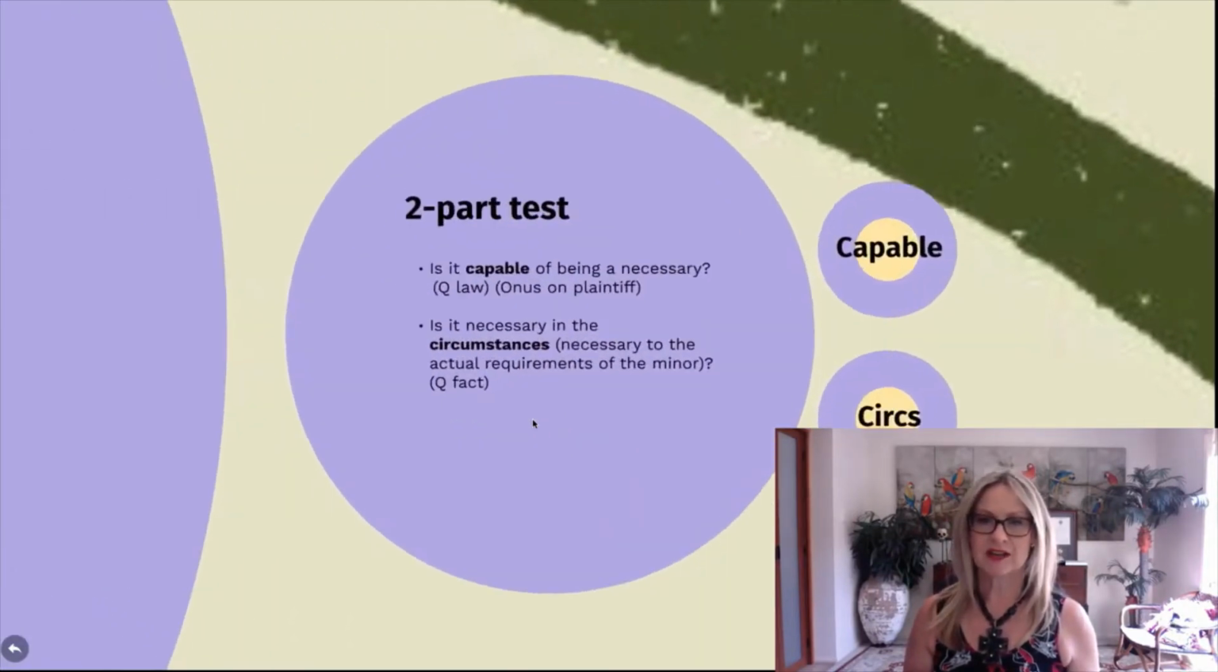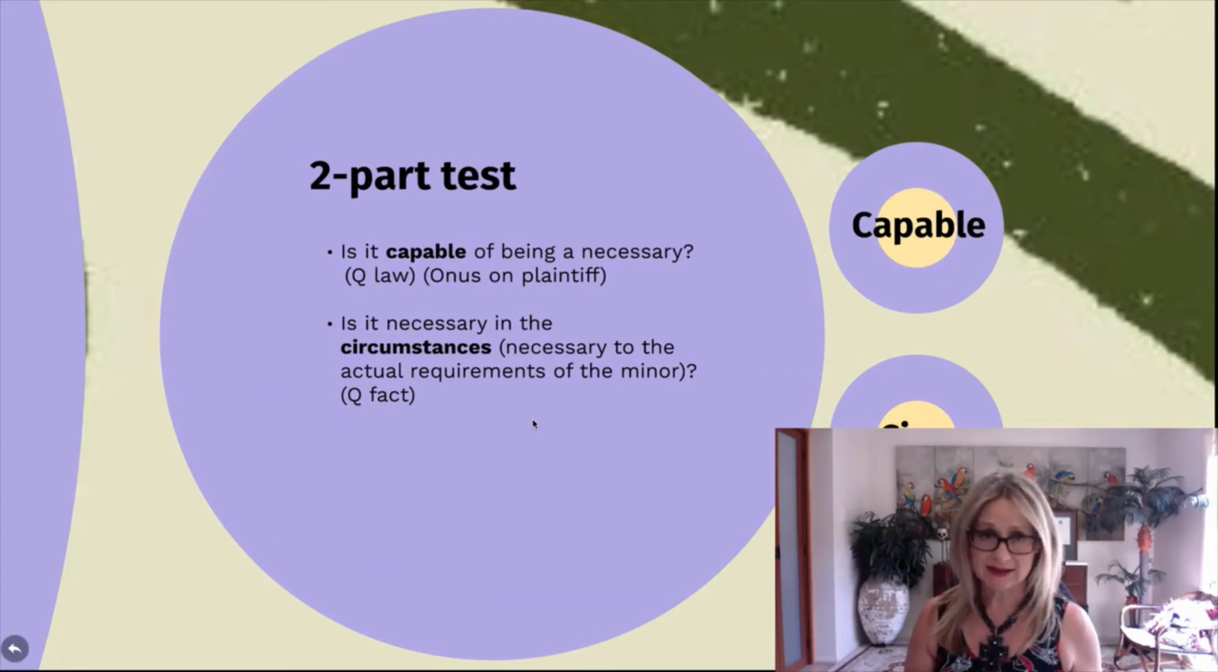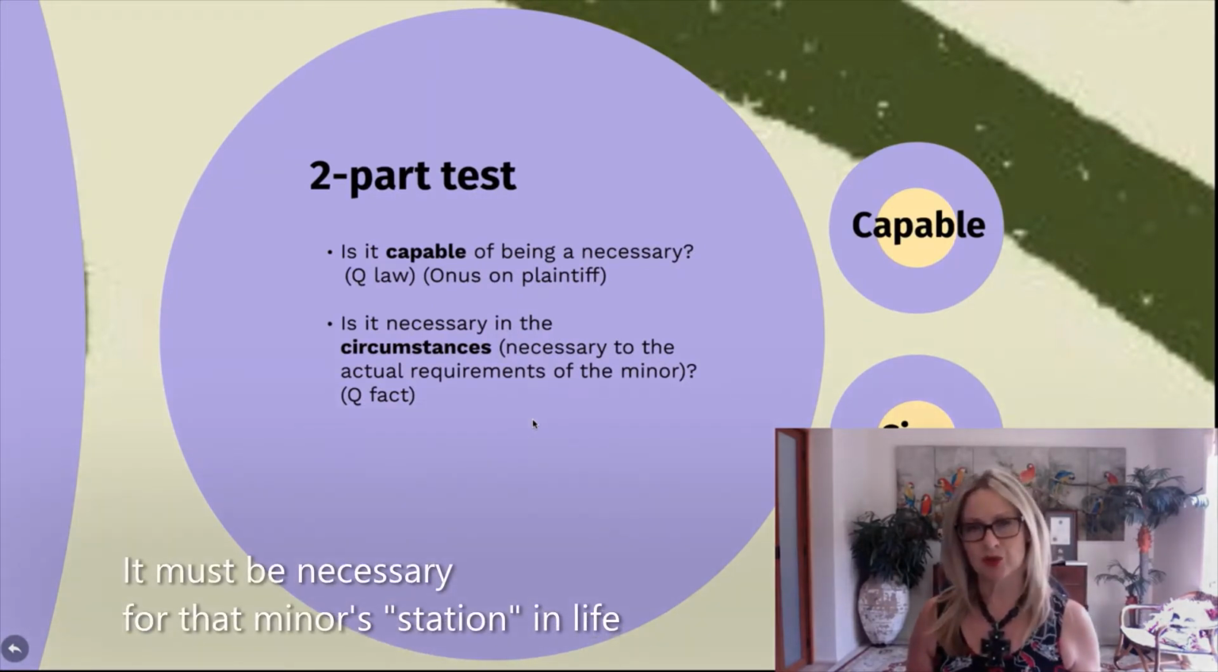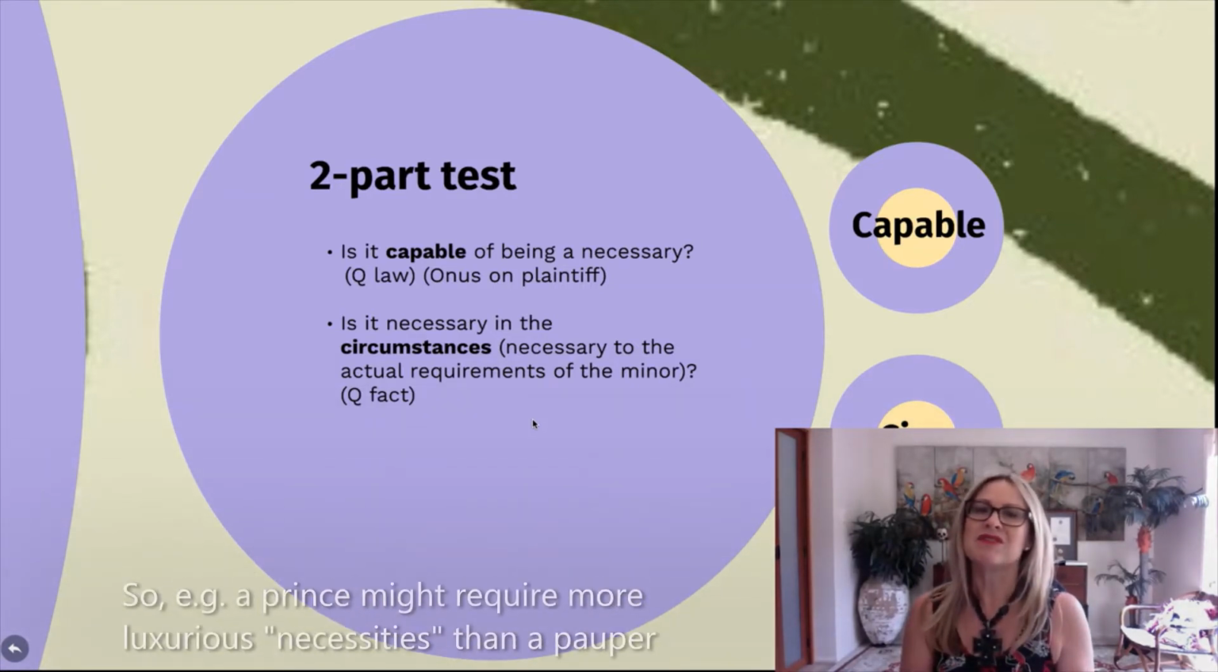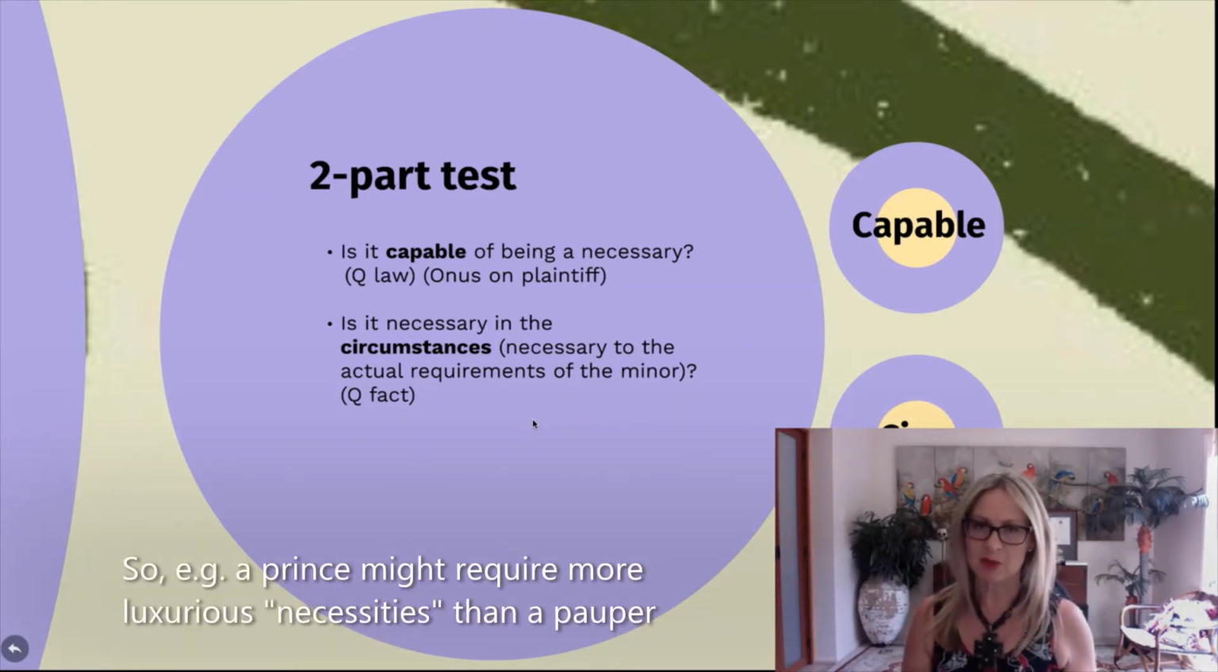Now, the test that you've got to get your heads around here is a two-part test. The first part is a question of law. The second part is a question of fact. So the first part asks, is it capable of being a necessary? Is this thing, or the services, that the minor wishes to purchase something necessary for that minor's person? Is it beneficial and necessary for their person? The plaintiff that wants to uphold the contract has the burden of proof of showing that this is so.